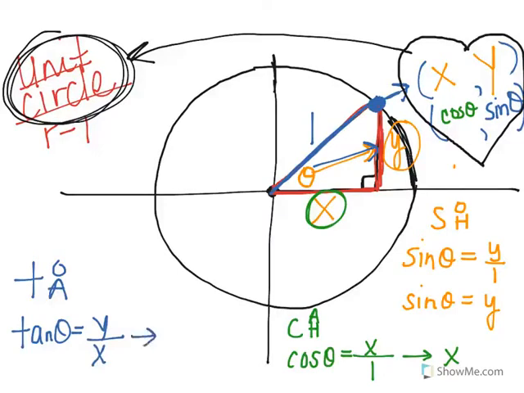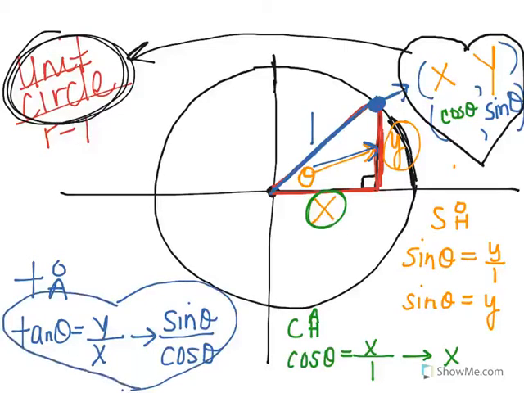And therefore, since we actually know another way to write y, and we know another way to write x, we can develop another formula for tangent, and that is sine over cosine. And this is something you also want to put a heart around. Okay. And again, that's specific for questions related to the unit circle.